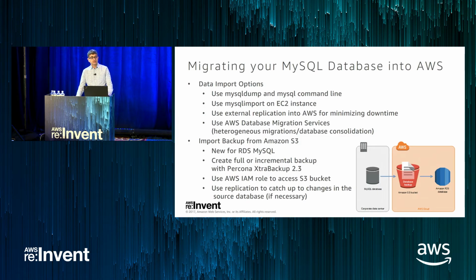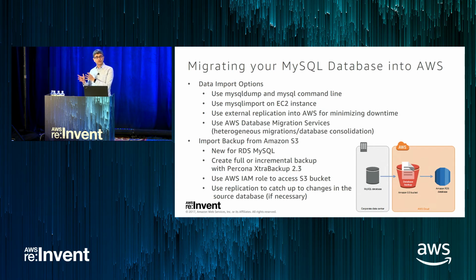So let's start with how you actually migrate your data into AWS. You have a few options here. I'll also talk about how you would migrate your data if you're running your own EC2 instance. One way to think about it first is, are you doing a homogeneous migration or a heterogeneous migration?